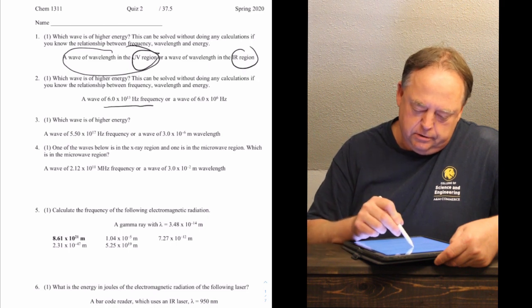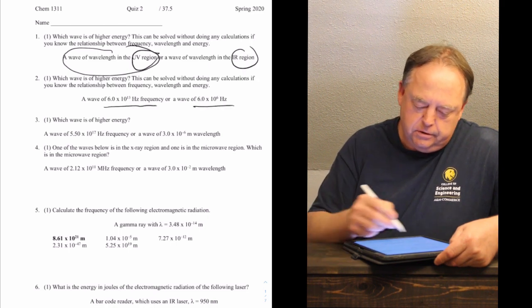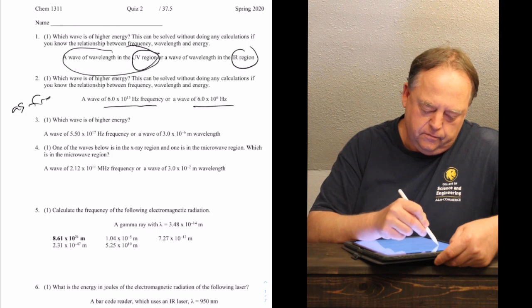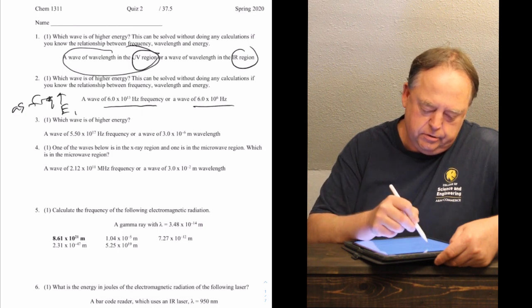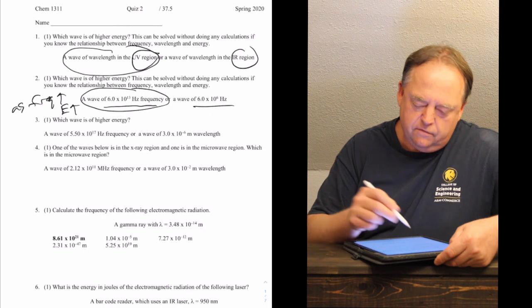Which wave is of higher energy? Given frequency, so just compare the two frequencies. As frequency goes up, energy goes up. So that would be the one of higher frequency.